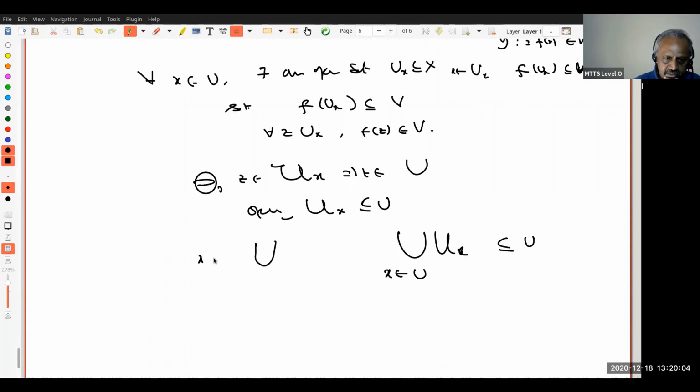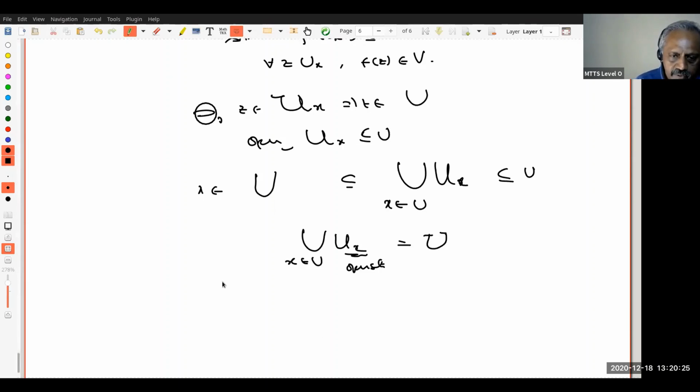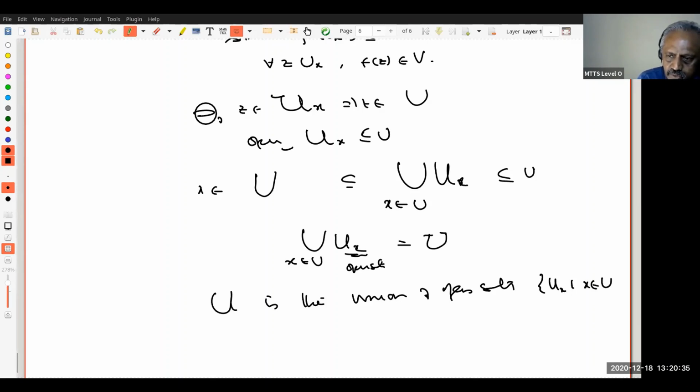And if you give me an x in U, then that x belongs to Ux, therefore x belongs to the union, therefore this is contained. Therefore, what I have shown is that the union of Ux, x in U, is nothing other than U. But these are all open sets. So U is an arbitrary union of open sets Ux, and this collection varies over U. So come back. What do you think I have proved?